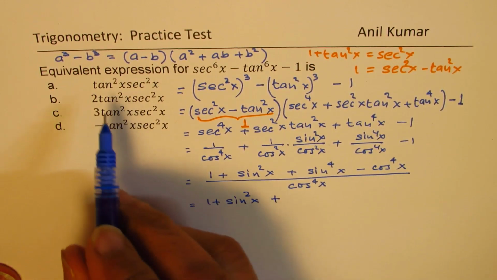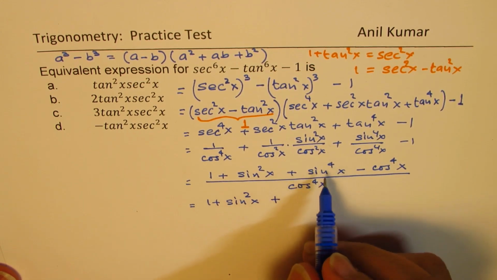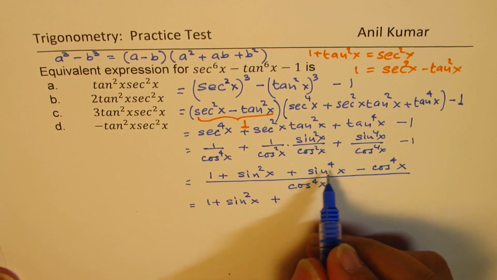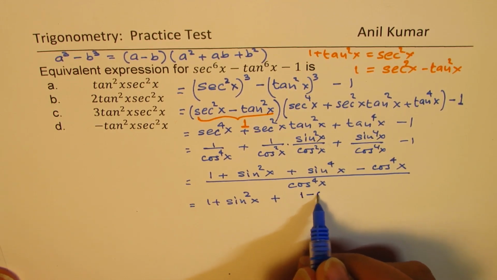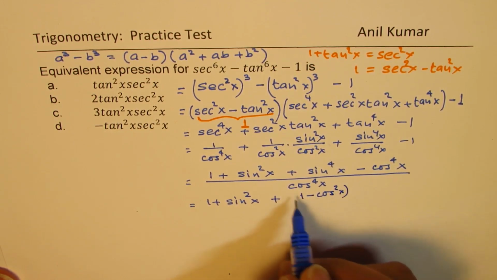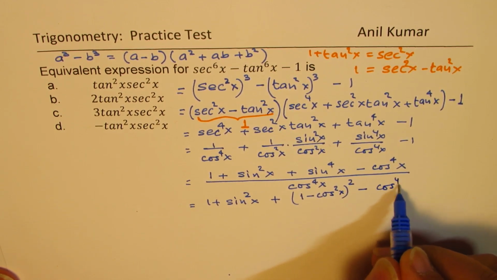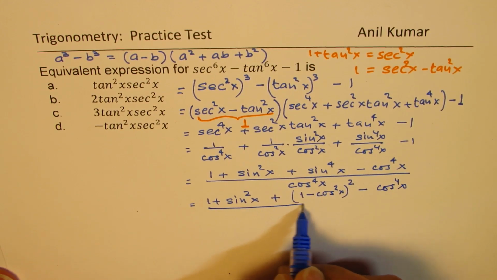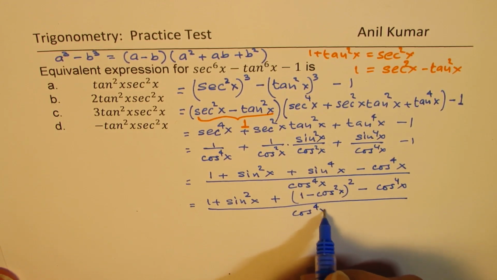And then we don't have any power of 4. So it is a good idea to write this sine to the power of 4x, meaning sine square x whole square, right? So we could write this as 1 minus cos square x whole square. Is it clear? Minus cos to the power of 4x over cos to the power of 4x.